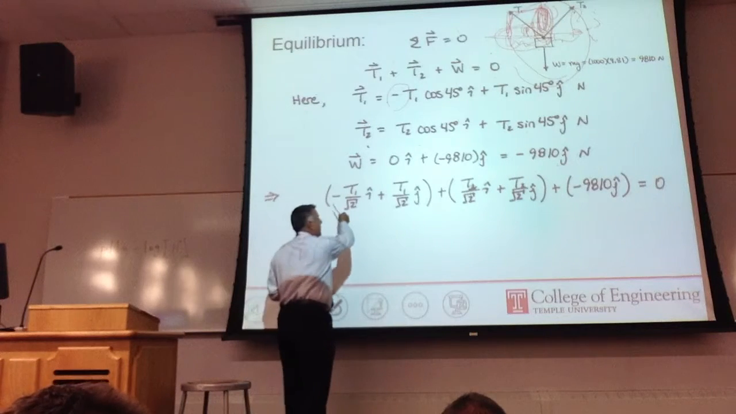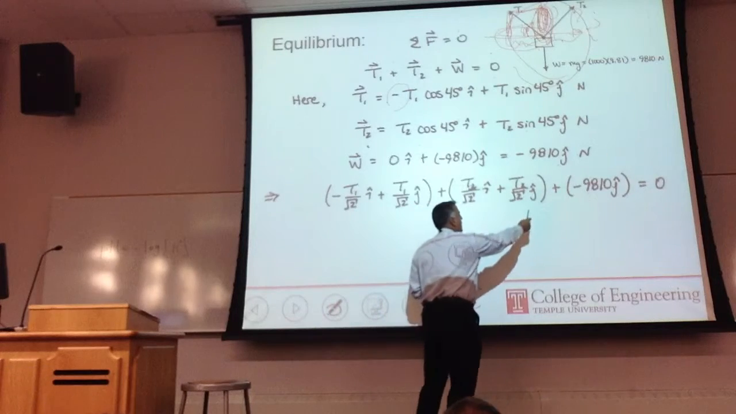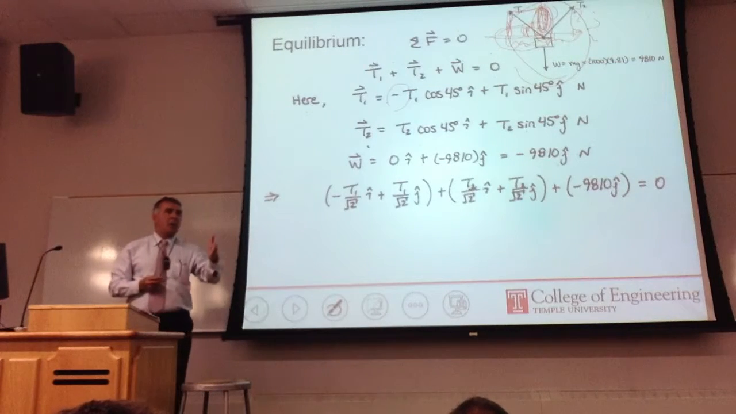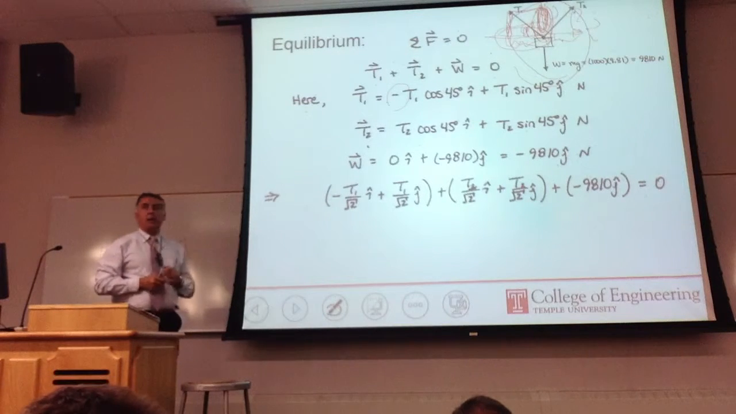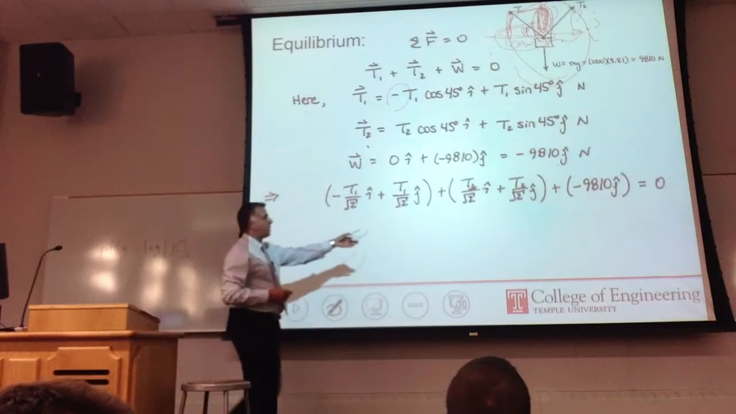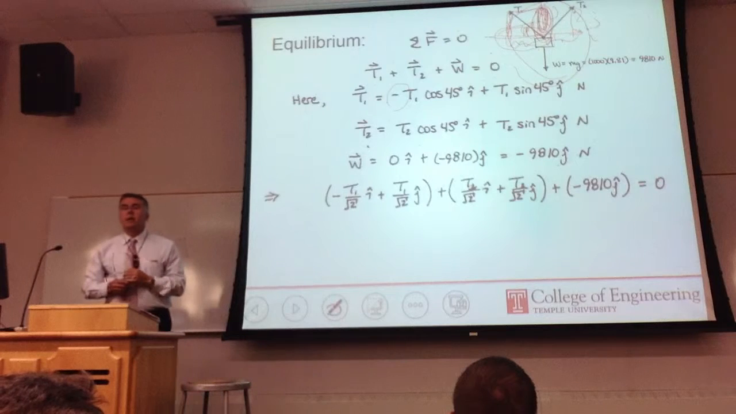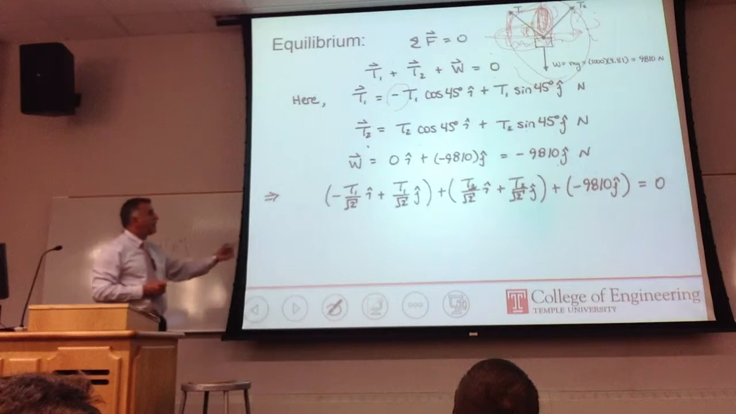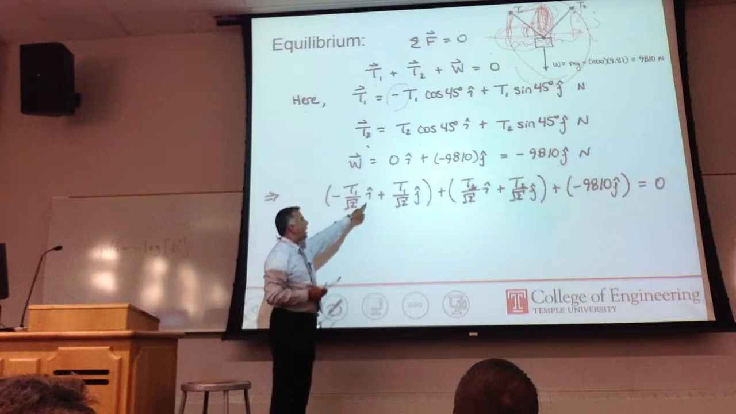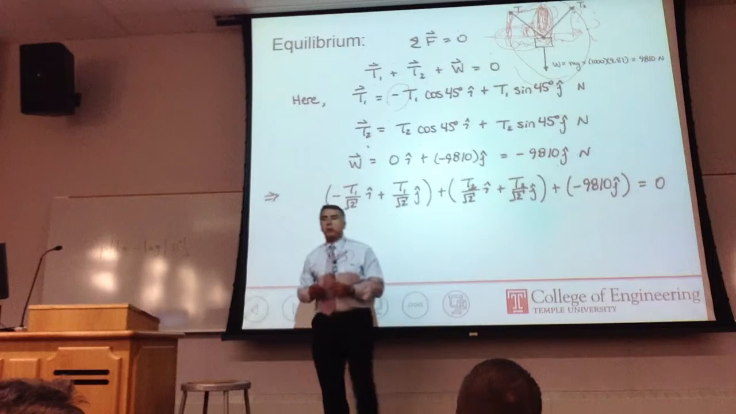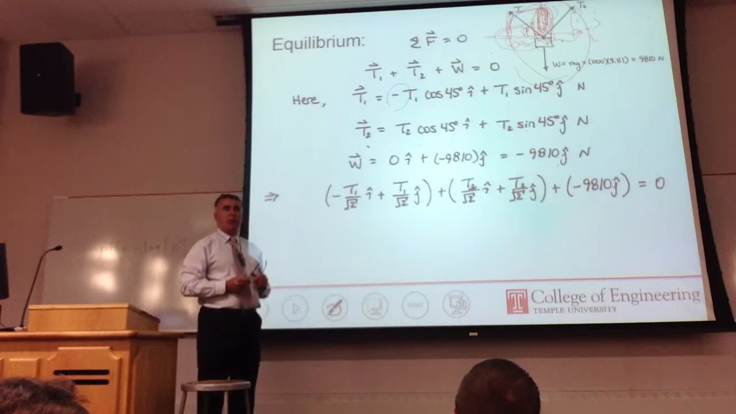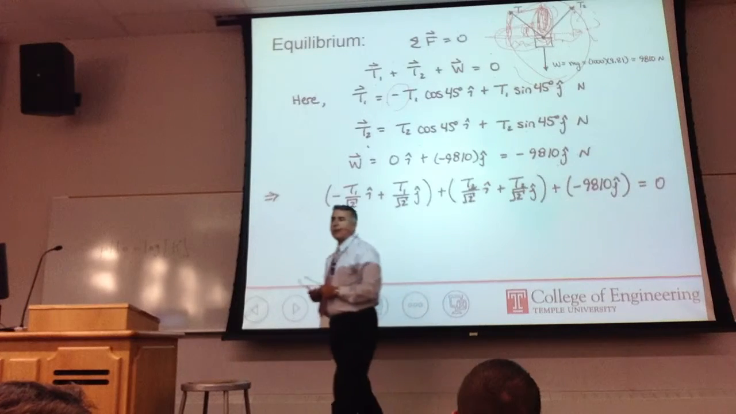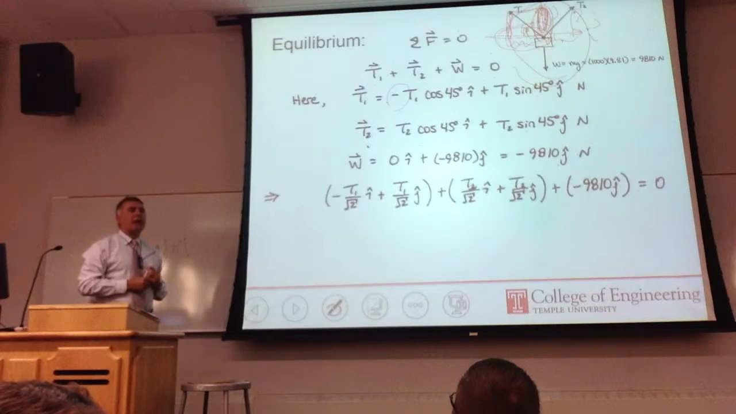I've put the values of vector T1, vector T2, and W, and it has to be equal to 0. So what do we want to find here? We want to find T1 and T2, the amount of tension in that cable. So how do I find it from here? Any idea? This formula has terms in i and terms in j. When you have equilibrium, it basically means that this whole thing has to be 0. That means if I factorize i in this, then whatever is inside that bracket has to be equal to 0.